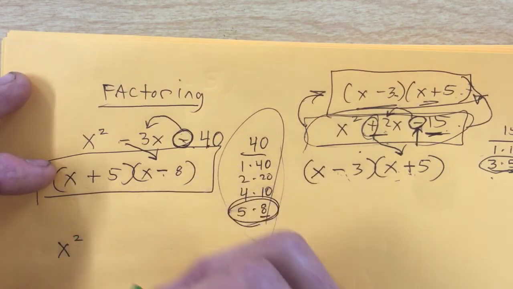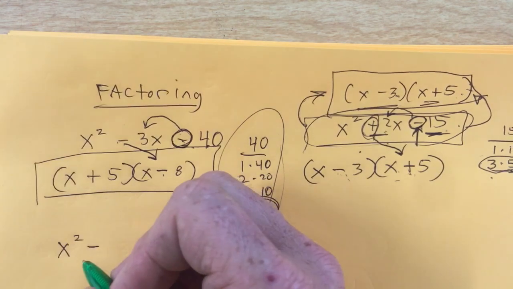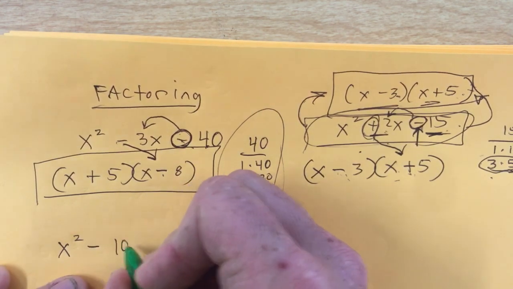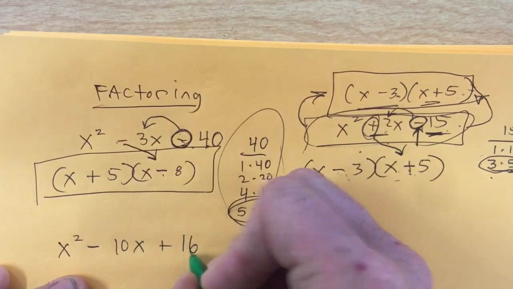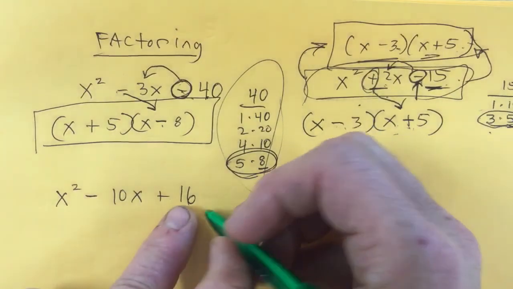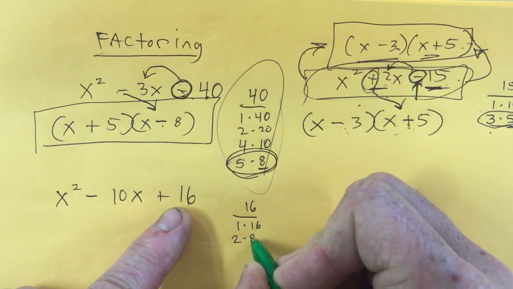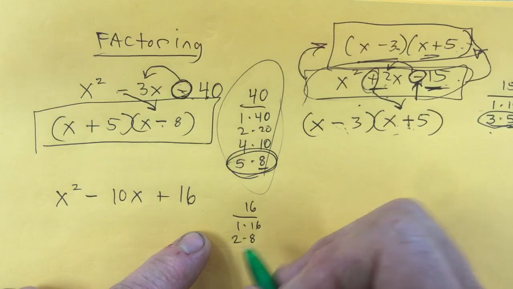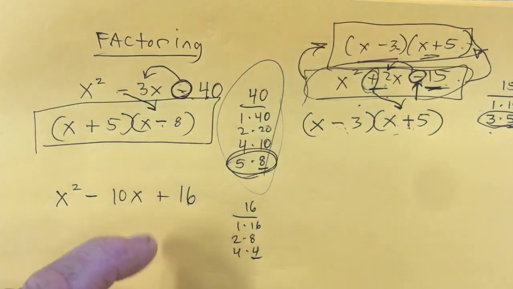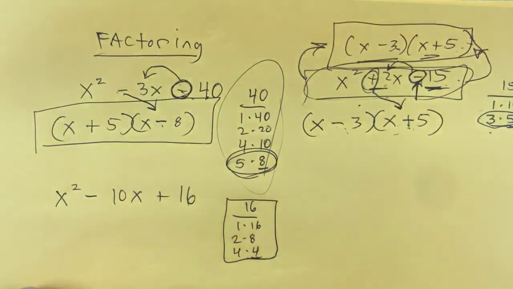X squared minus 10x plus 16. Okay, we're going to factor this one. So 16 is my number, so break it down. 16 divided by 1 is 16. 16 divided by 2 is 8. 16 divided by 3 is a decimal. 16 divided by 4 is 4. And look, I got to a number that's already over there, so I'm done. That's all my possibilities right there.